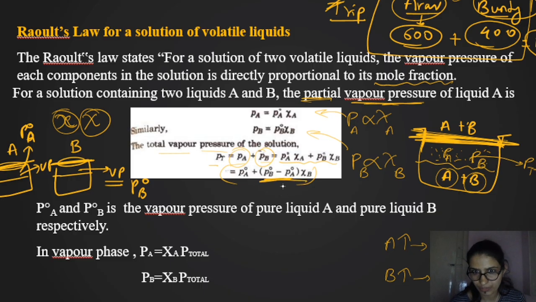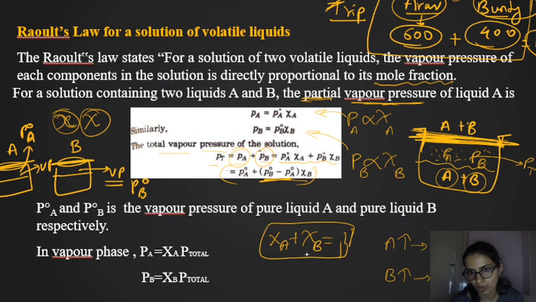And this equation we got from this concept. One more important part here: X_A plus X_B is equal to 1. So the mole fraction of A plus the mole fraction of B is equal to 1. This is one important part. And in the vapor phase we have one more equation: P_A is equal to Y_A into P total, P_B is equal to Y_B into P total.